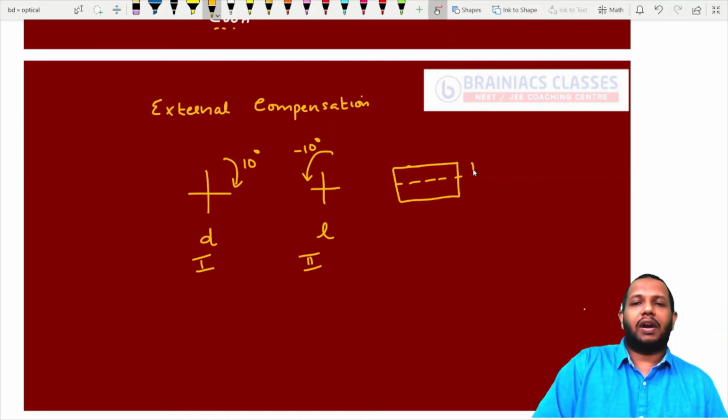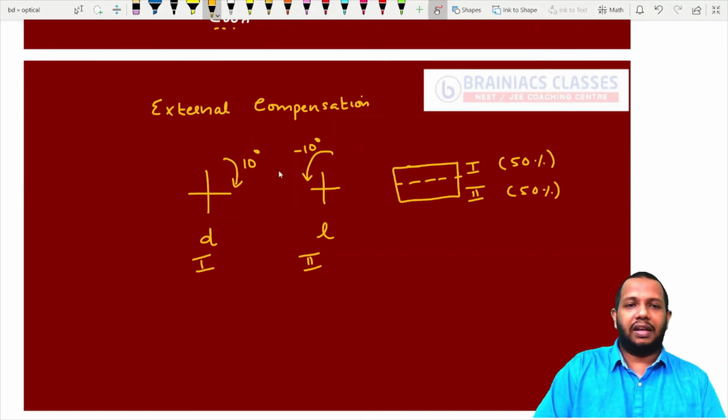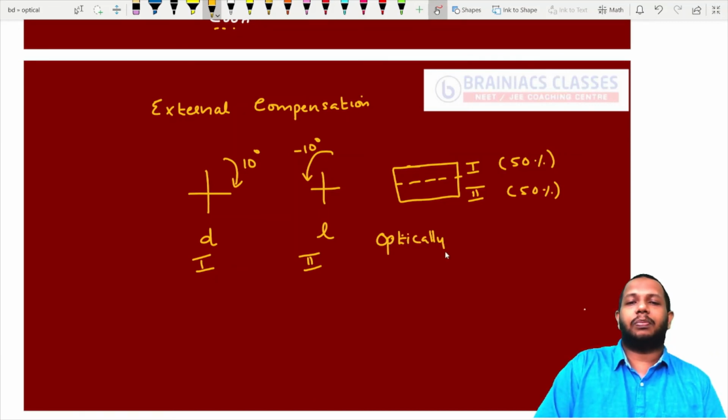So mixture 1 and mixture 2 are present in equal quantity. This is 50% and this is also 50%. Then what will happen? 50% will rotate 10 degree, the other 50% will rotate minus 10 degree. Again, the net compensation is equal to 0. So I can say as such this compound is optically inactive. But the important condition here is they should be present in the same amount.